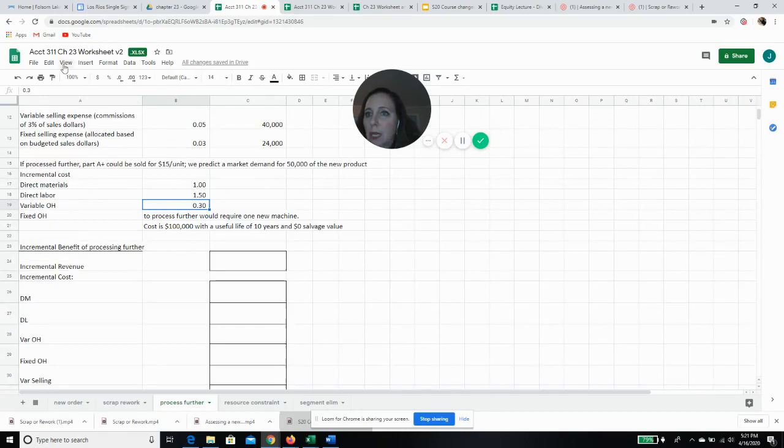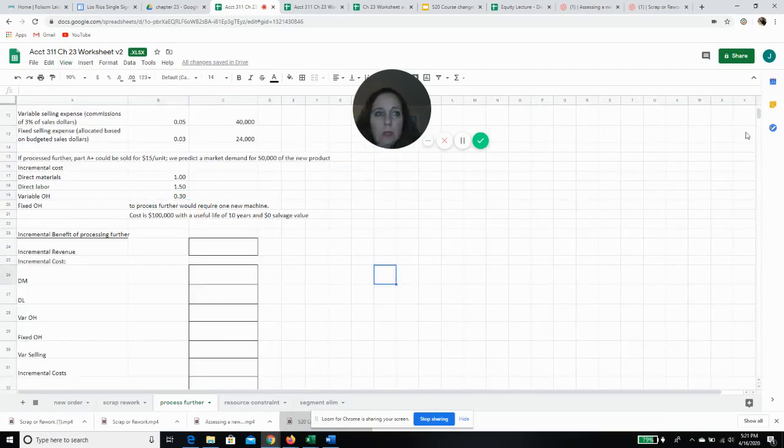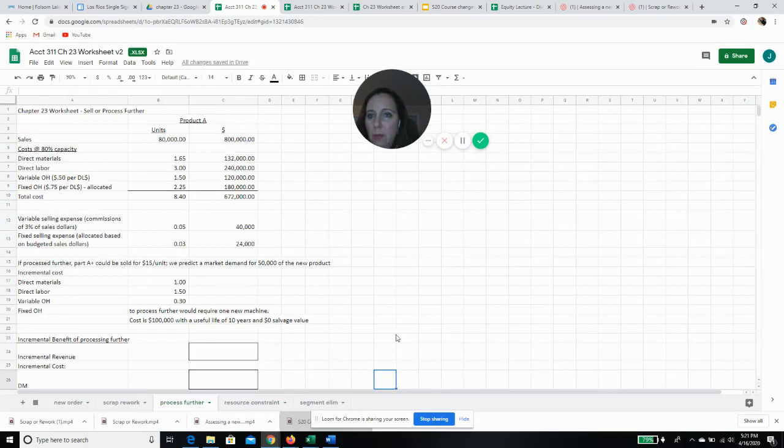I'm going to actually view this a little smaller and see if we can get everything to where we can see it at once. That would be a little better. Hopefully I haven't made it too small for you. All right, so first we want to look at our incremental revenue. So our incremental revenue is going to be our new price per unit, which is 15 minus 10, times the number that we think we can sell, which is 50,000.